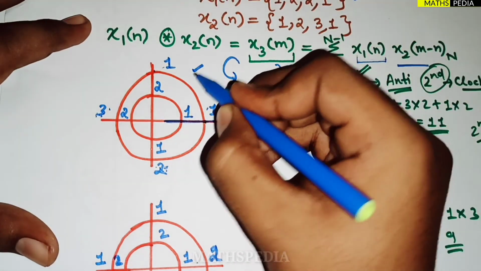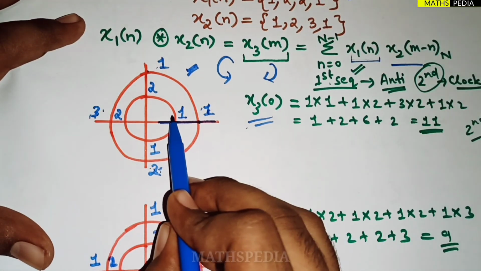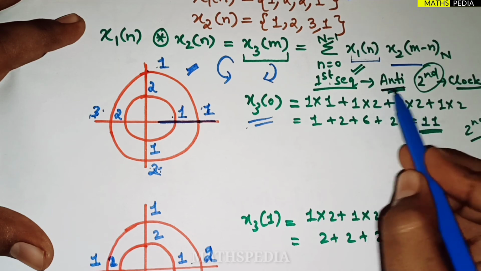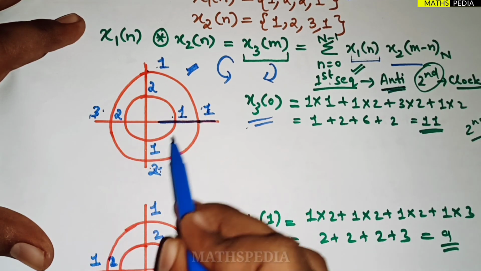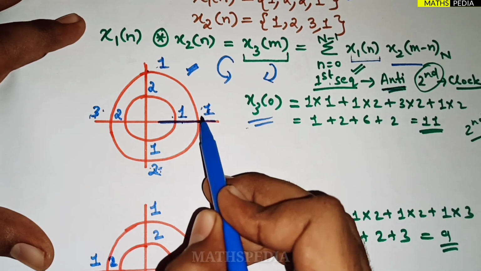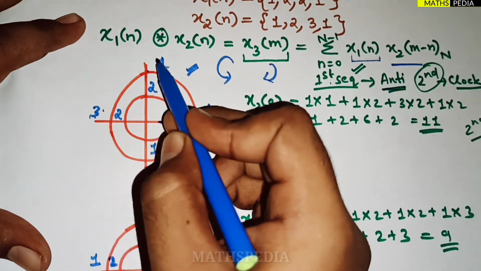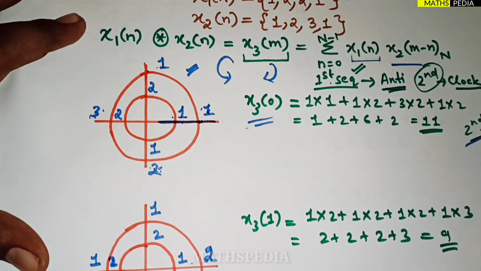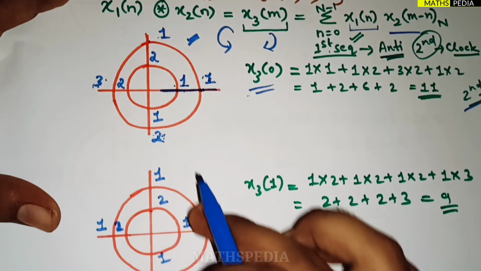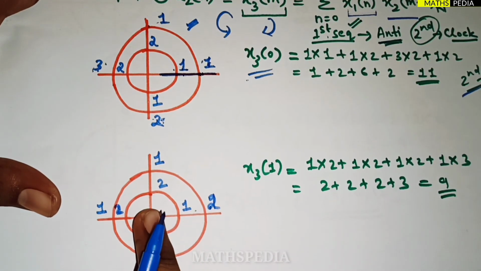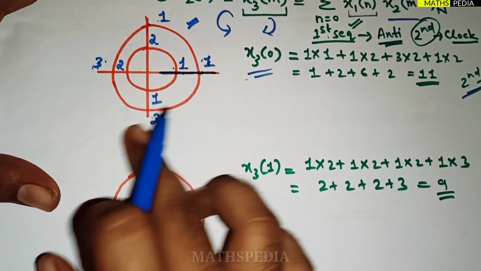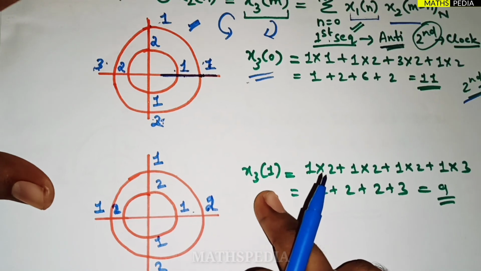Okay, so only the first step you remember, that first sequence you have to fix it, you have to write it in the form of anti-clockwise. Starting from here you have to write it anti-clockwise. Then second sequence, starting from here you have to write it clockwise. After that, second sequence you have to keep on changing. One step what we did, fix the first sequence, change the second sequence anti-clockwise. Okay, that is the thing.